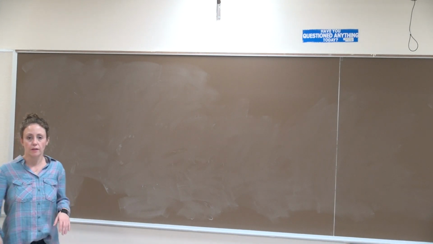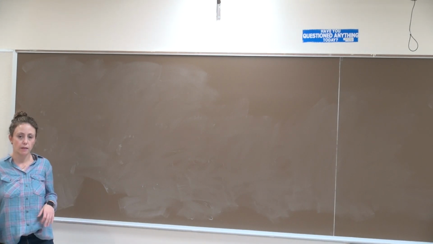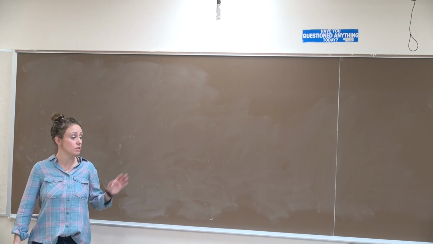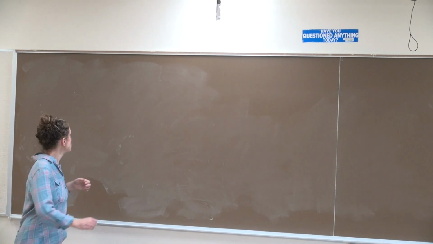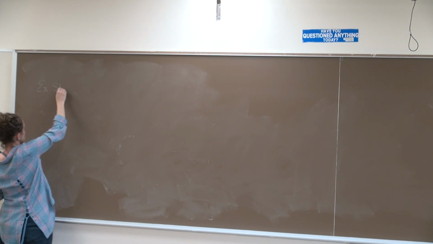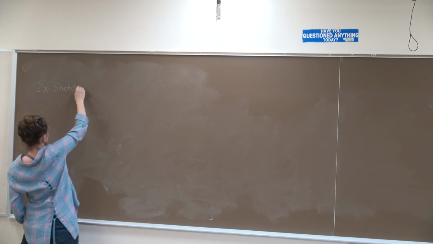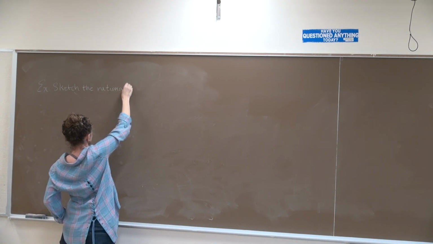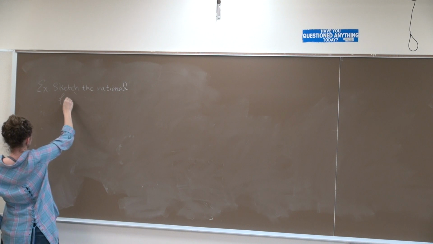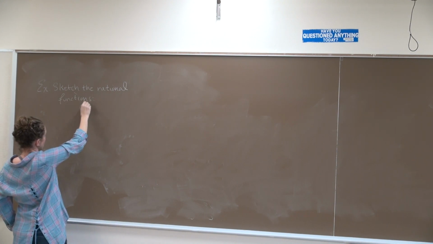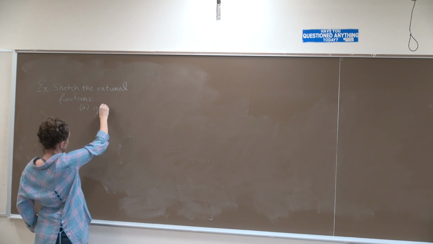To put all of this together, we're going to take a look at how to graph rational functions using the 7 steps that we just defined. So for these last 2 examples, I would like us to sketch the rational function. We'll take a look at the first one, and then we'll go on to the second one.